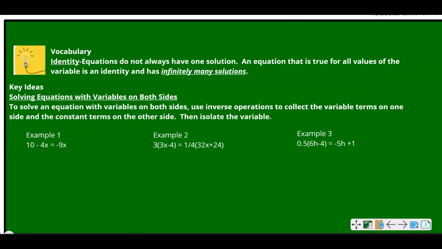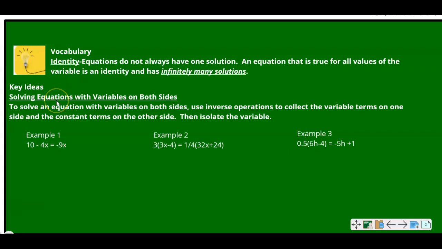Okay, looking at your vocabulary, this is something that you need to put in your notes. An identity. So an identity is equations do not always have one solution. An equation that is true for all values of the variable is an identity and has infinitely many solutions. So infinitely many solutions means there are limitless number of solutions. So make sure you know what the identity is.